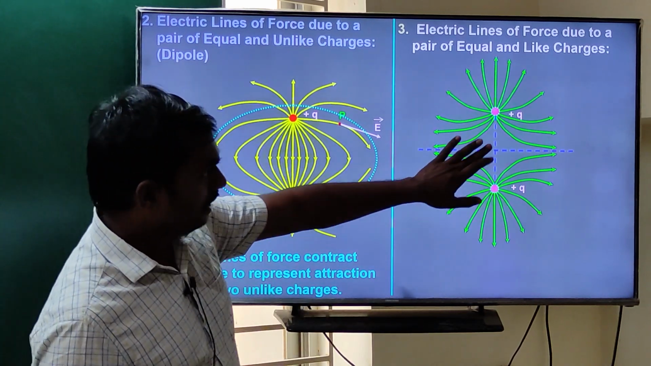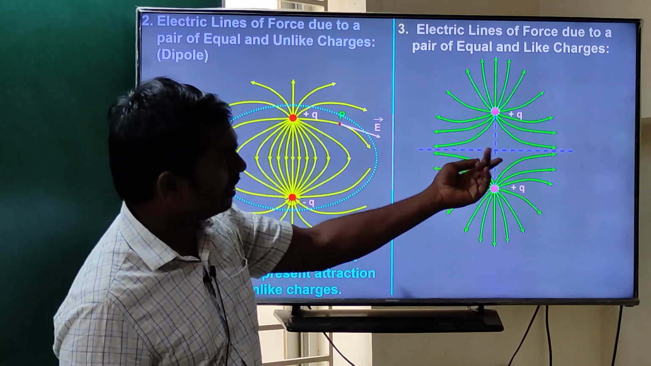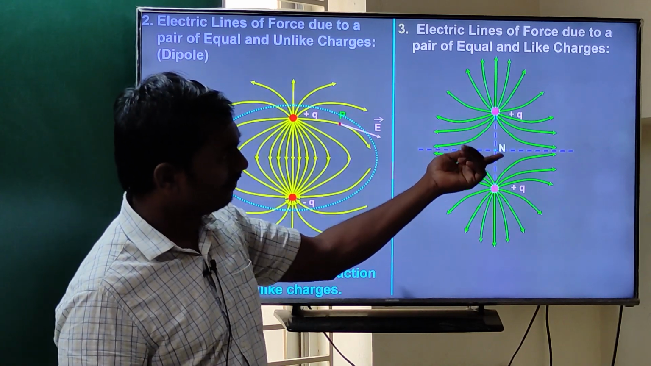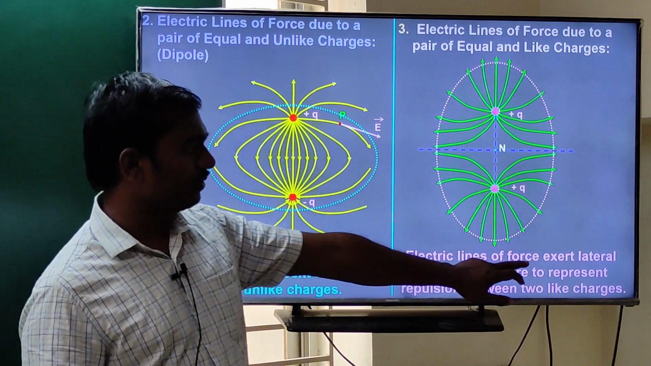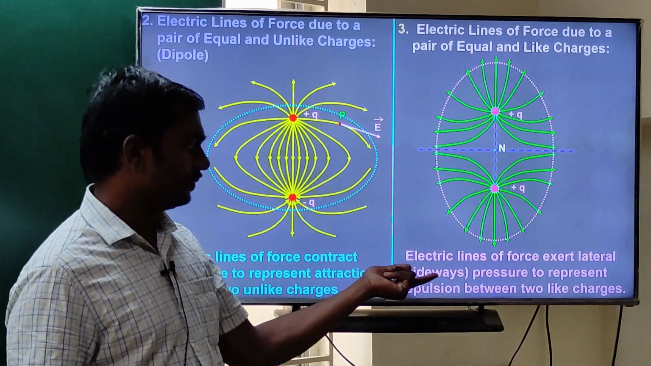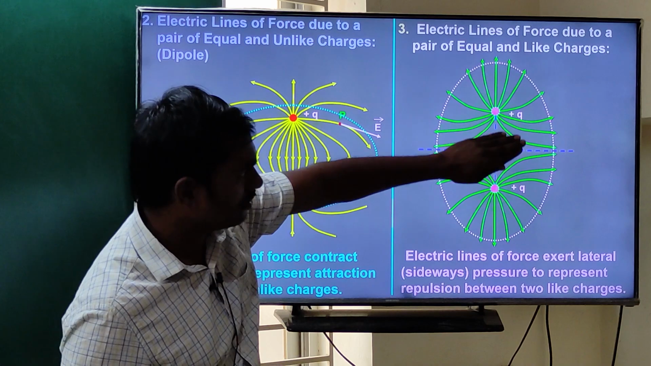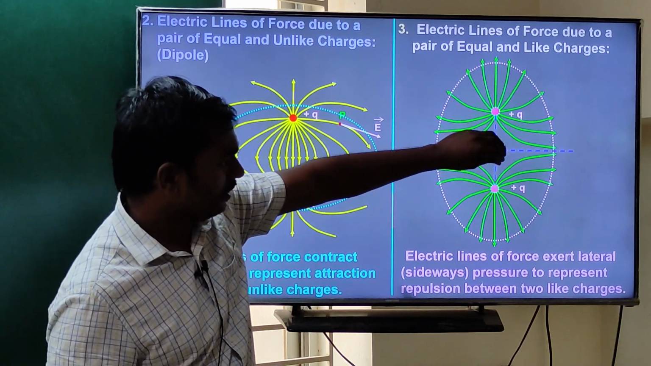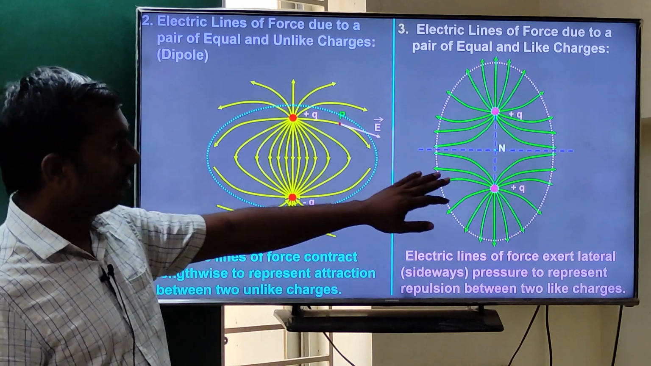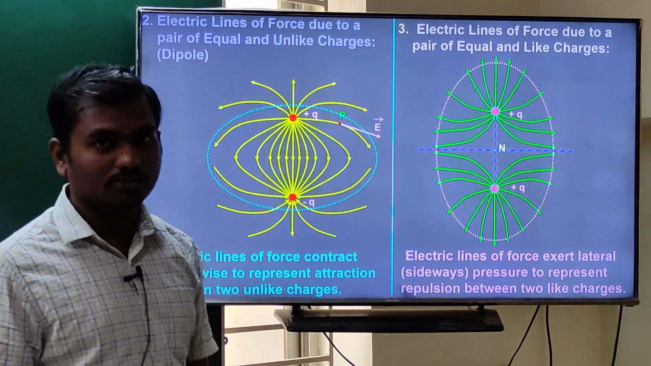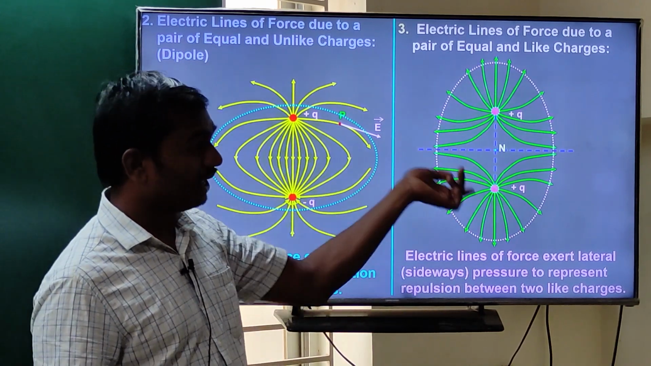Here, in between the two charges, the field lines expand laterally. Electric lines of force exert lateral pressure in between the two charges. This pressure is the reason for the repulsion between the two like charges.